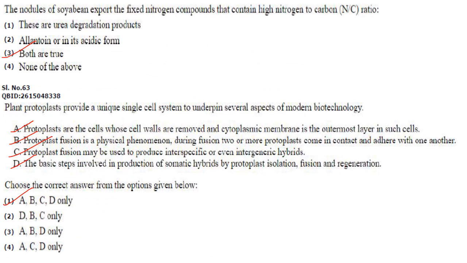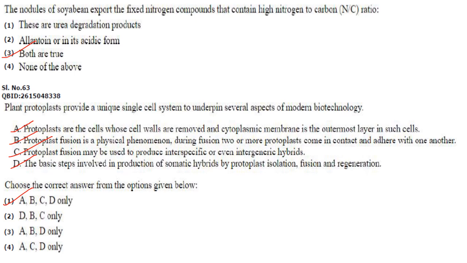Then next one. The nodules of soybean export the fixed nitrogen compounds that contain a high nitrogen to carbon ratio. These are urea degradation products. Yes, allantoin or allantoic acid in its acidic form. Both are true. So the answer here is option 3.